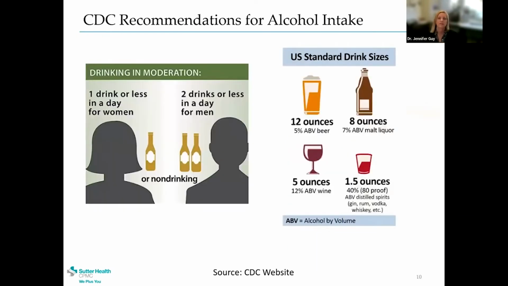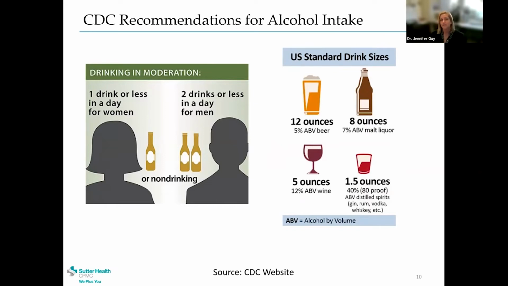This is from the CDC as well, and these are recommendations for alcohol intake. Drinking in moderation per the CDC guidelines is 1 drink or less a day for women, and for men, 2 drinks or less a day. I like to talk to my patients about remembering that daily drinking is not something that we should be doing, and we should really be thinking about what is the healthy amount of intake for ourselves.